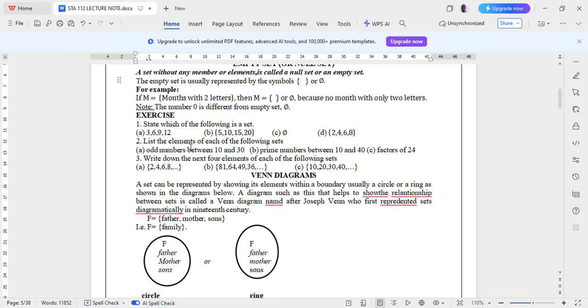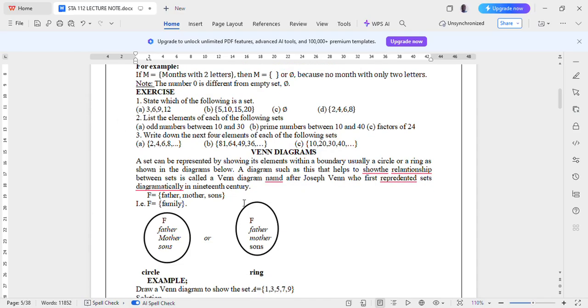Then list the elements of each of the following sets. So odd numbers between 10 and 30. How many elements do we have there? You first list it before you can count the number of elements there. Prime numbers between 10 and 40. Factors of 24. Write down the next 4 elements of each of the following sets. You know this is like an infinite set, but you have to write the next 4 elements following the pattern. So that's that. Now let's move on to the next one, which is a Venn diagram.